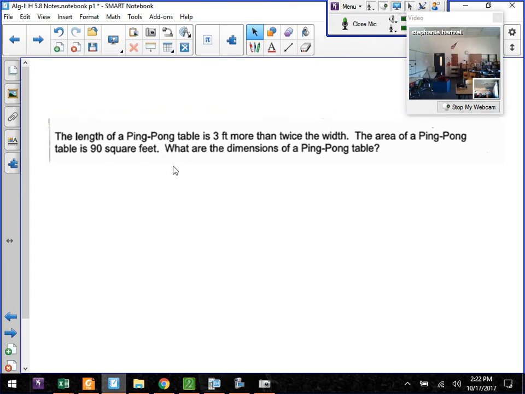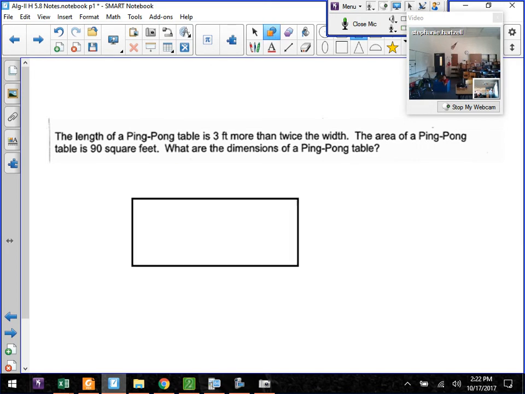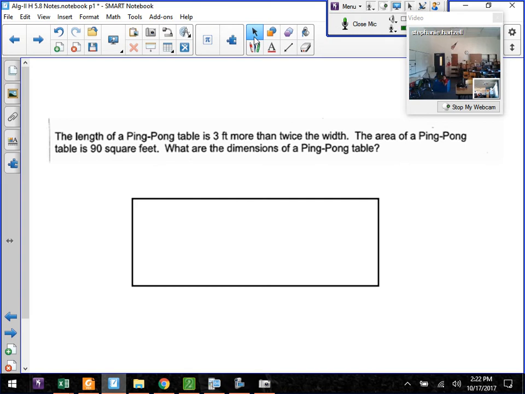The length of a ping pong table is 3 feet more than twice the width. The area of a ping pong table is 90 square feet. Well, aren't ping pong tables rectangular? It's really quick to have a 90 square foot ping pong table. Now, think about it in real generic terms. 90 square feet is just 9 by 10. That's a really big ping pong table. That's bigger than a sheet of drywall. That's like 2 sheets of drywall.